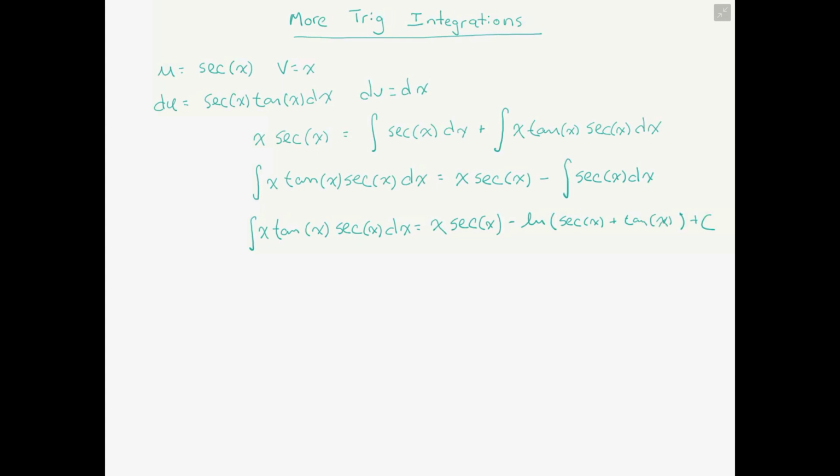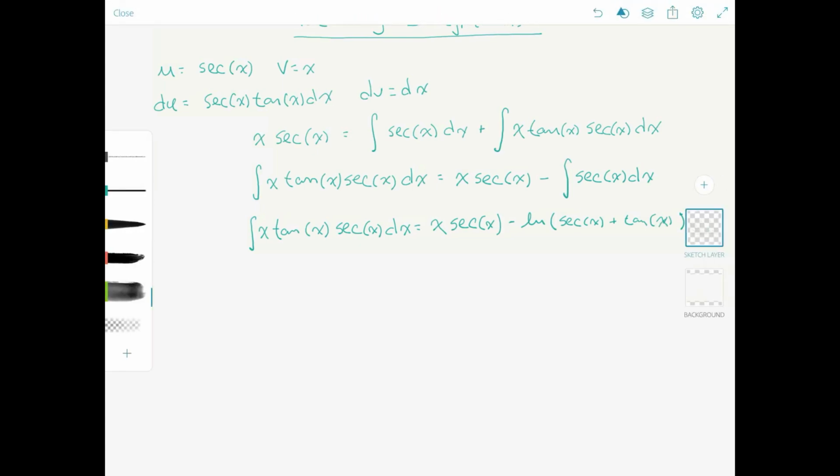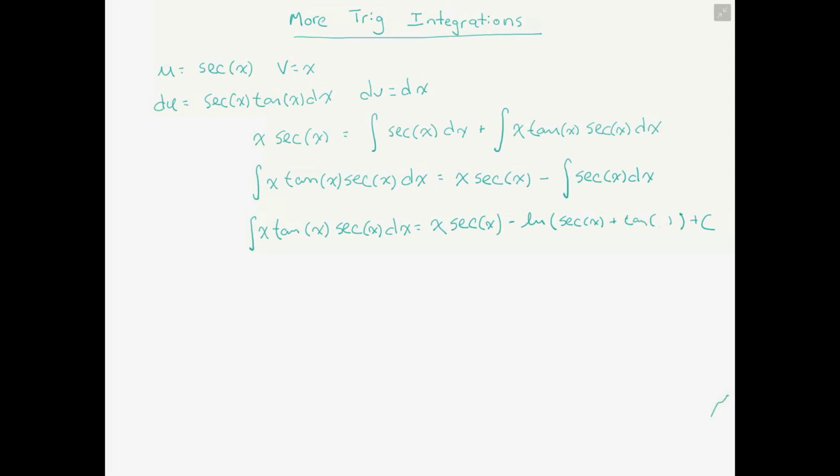Now, of course, if we were to work this out right from scratch, it would be a very involved integral to solve. But because we had done the one part of it, the integration of the secant of x dx, we were able to solve this particular integration in just 3 lines.